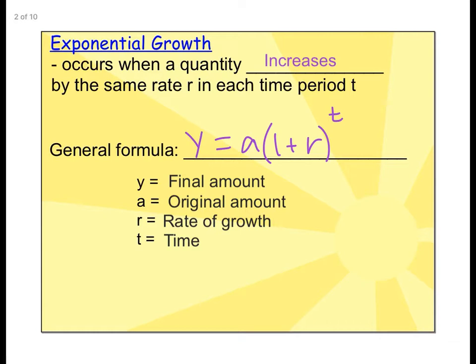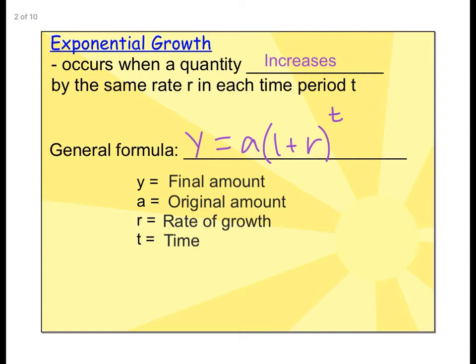So the first one is called exponential growth. This occurs when a quantity increases by the same rate r in each time period t. So it's called growth because it's increasing, which makes sense. The general formula looks like y equals a times 1 plus r to the t.